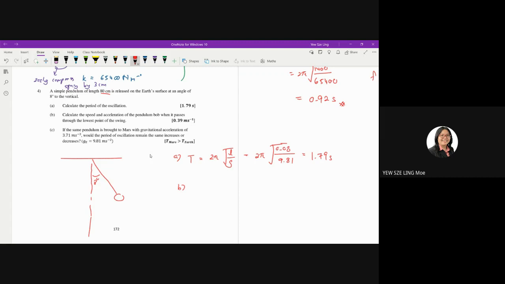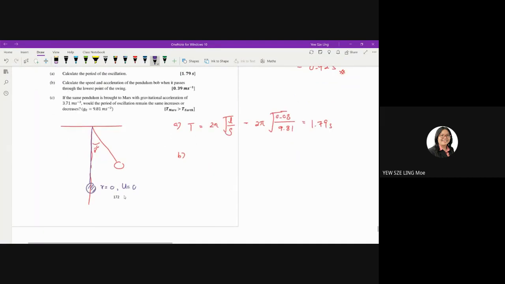Question B, calculate the speed and acceleration of the pendulum bob when it passes through the lowest point. So what happens at the lowest point? Okay, so this is the lowest point. Let's say now my pendulum bob is at the lowest point. At the lowest point, x is equal to 0. Therefore, we know potential energy is equal to 0. So when the potential energy is 0, our kinetic energy is maximum.